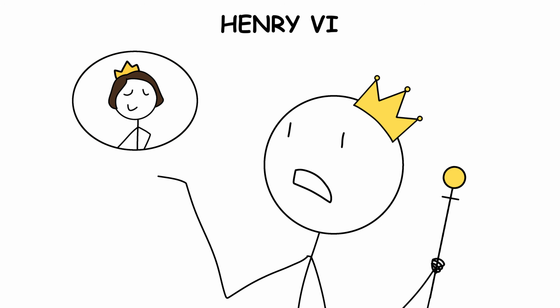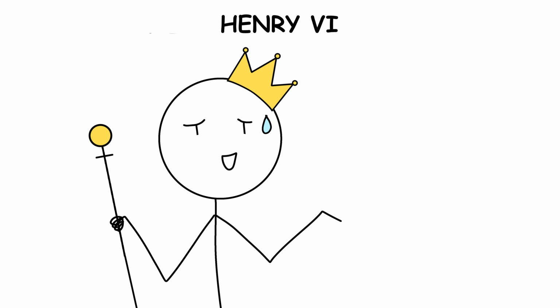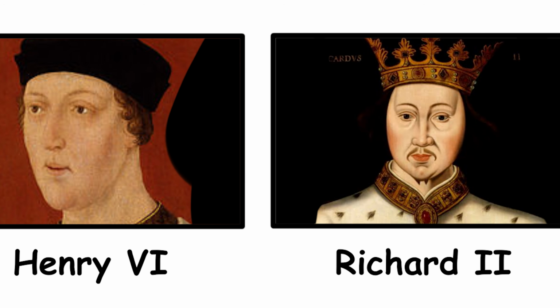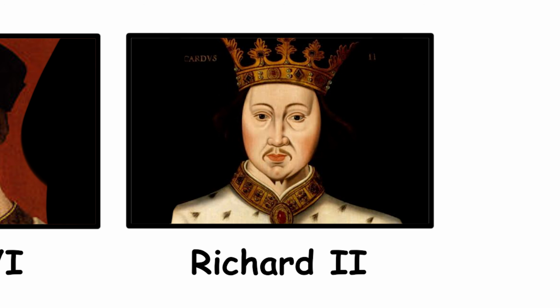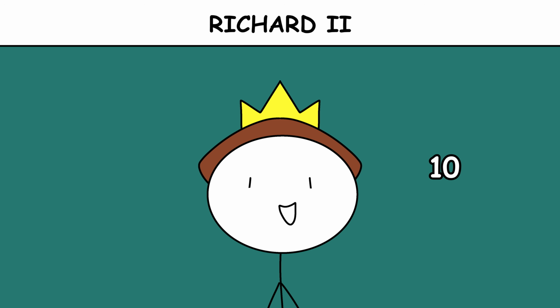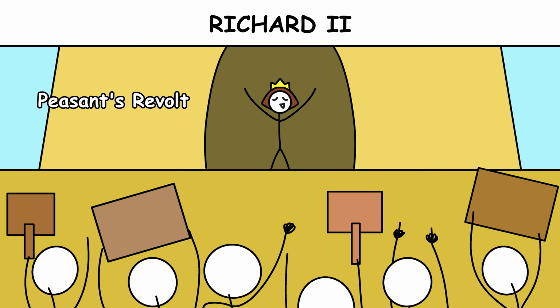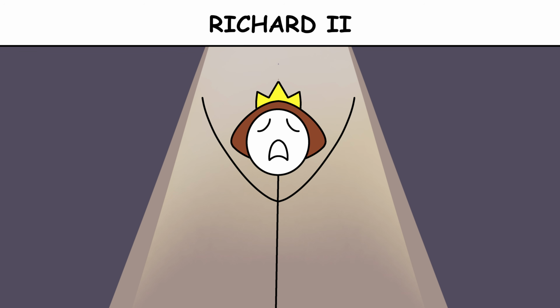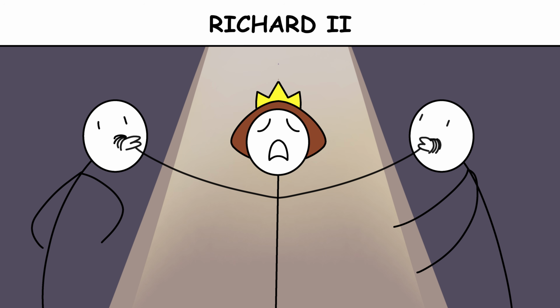At least Henry lost power to his enemies. Our next king was betrayed by his own family. Richard II, the narcissistic tyrant. Richard II became King of England at age 10 and handled the peasants' revolt bravely when he was 14. But by his 30s, Richard believed he was chosen by God and didn't need to listen to anyone.